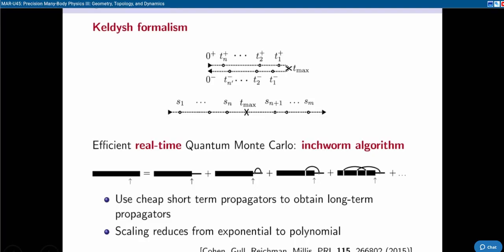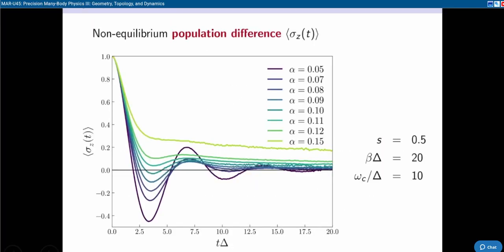Now, the challenge is how do we design efficient real-time quantum Monte Carlo updates, and one way to achieve that is the Inchworm algorithm developed by Guy Cohen. So in this case, the full propagator is extended in an Inchworm step by just a tiny amount in time. And the idea is that short-term propagators are cheaper to compute than long-term ones, and then this information can be reused in subsequent time steps, which reduces the scaling from exponential to polynomial.